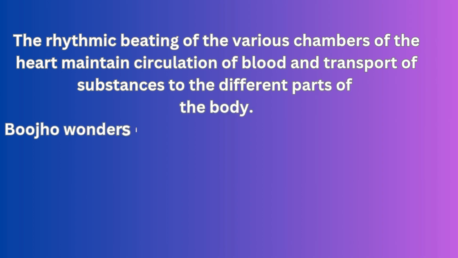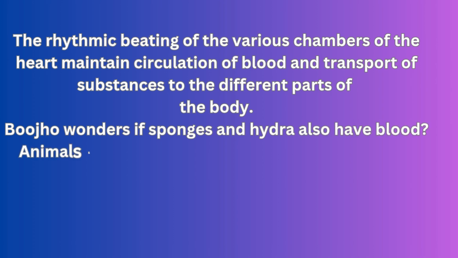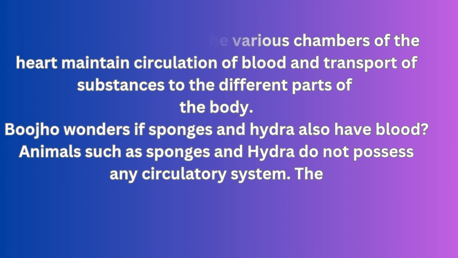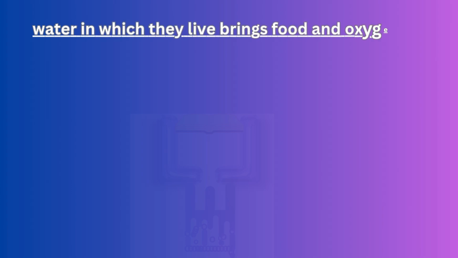Bujo wonders if sponges and hydra also have blood? Animals such as sponges and hydra do not possess any circulatory system. The water in which they live brings food and oxygen as it enters their bodies.